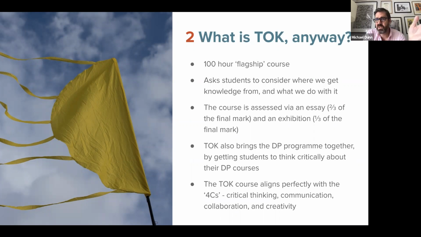We're asking that question: how do you know? How do you know what you know? So that's how it differs slightly from the DP subjects. We're looking at the sources of how we figure out what's going on in the world.